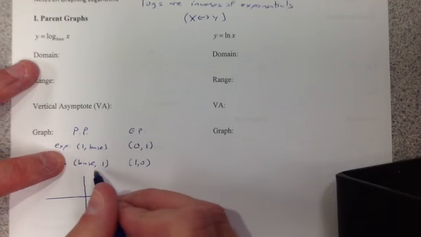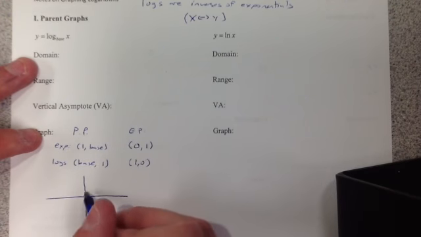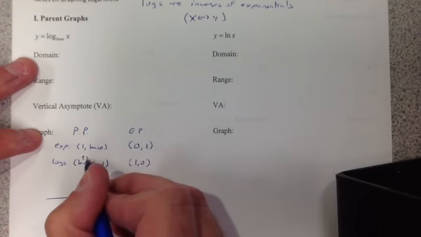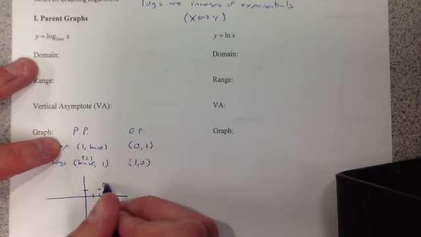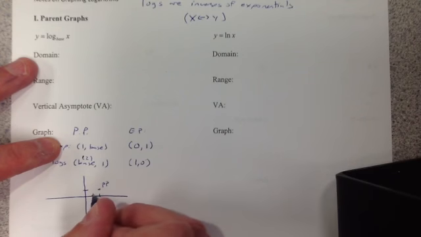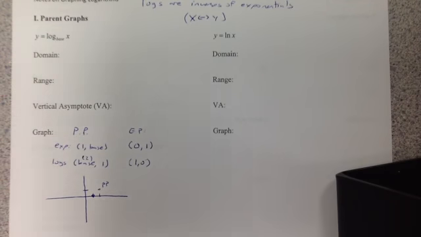So I get the point, the base. Now, I don't know what the base is, so we'll call it 2 for now. The 2, 1: 2, up 1. There's our parent point, and 1, 0, our extra point.